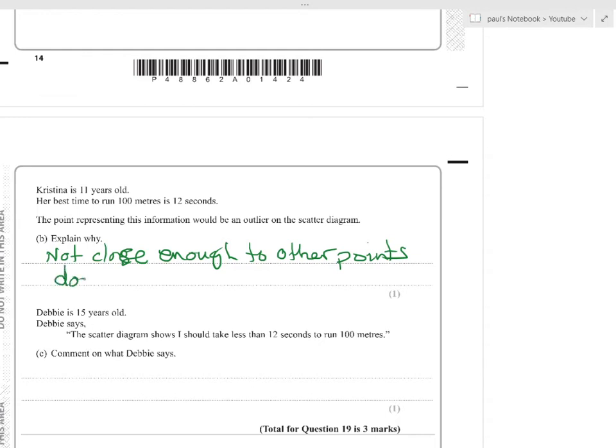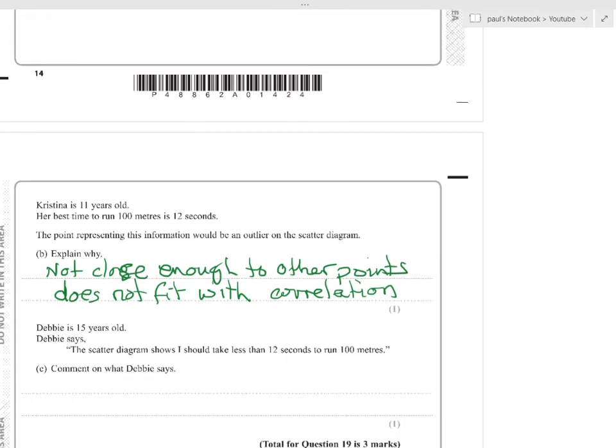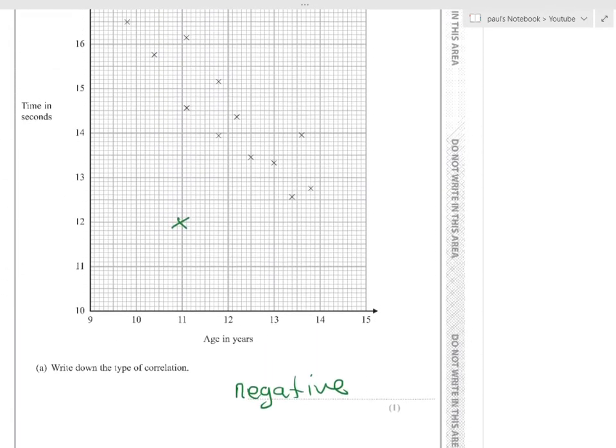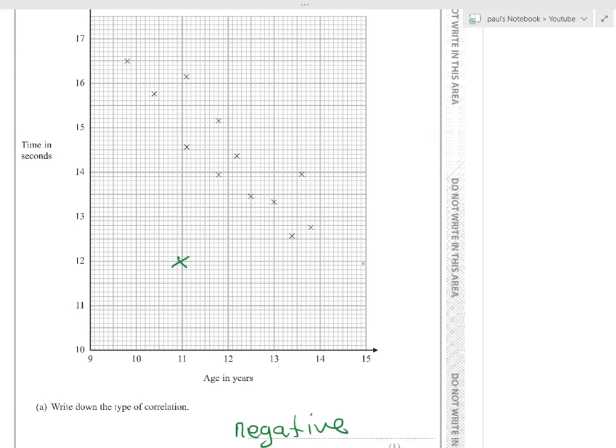I suppose you could put "does not fit with our correlation." Right, okay. Debbie's 15 years old. The scatter diagram shows I should take less than 12 seconds. Comment on what Debbie says. 15 years old, less than 12 seconds. No, because it's beyond all the data.